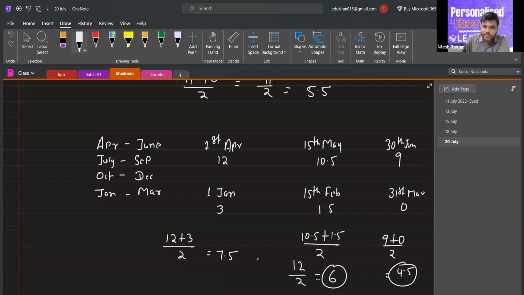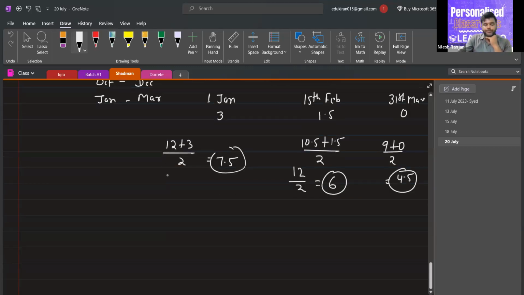So, sir, this 15th May is the middle of the quarter. The quarter starts from 1st April and ends with 30th June. So total 90 days gap. If you count from 1st April, 45 days, you will get 15th May. So this is our quarterly calculation.